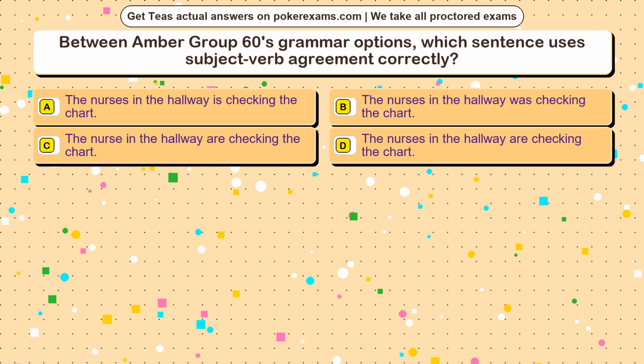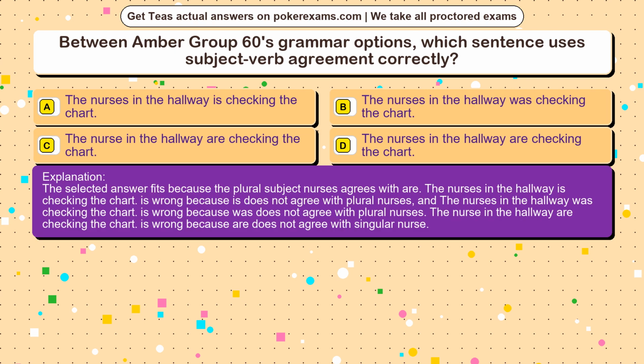The correct answer is option. The selected answer fits because the plural subject nurses agrees with are. The nurses in the hallway is checking the chart is wrong because is does not agree with plural nurses, and the nurses in the hallway was checking the chart is wrong because was does not agree with plural nurses. The nurse in the hallway are checking the chart is wrong because are does not agree with singular nurse.